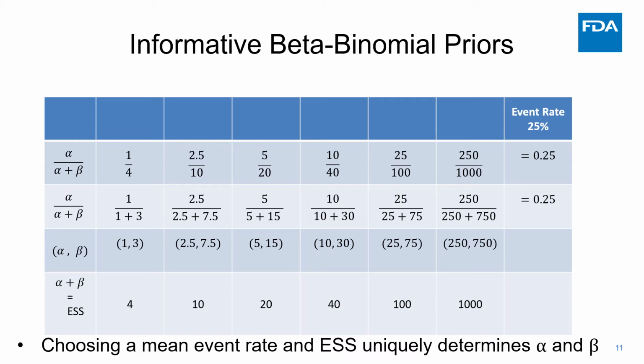So if we further break down this number, we can see that we can choose alpha and beta in a different way and still get this number equal to 0.25. So if we need to select the ESS, alpha plus beta could be like 4, 10, 20, 40, 100, 1000 and more.